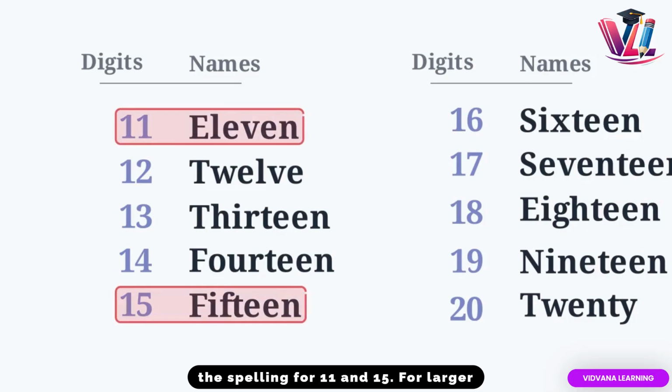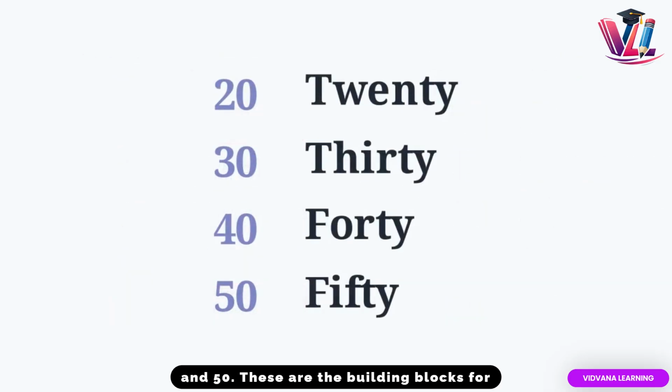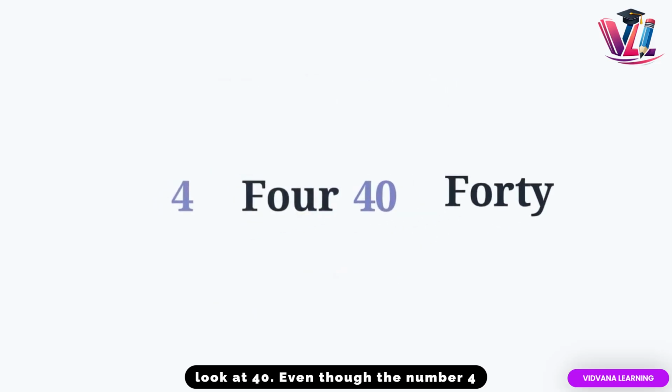For larger numbers, we use these base words: 20, 30, 40, and 50. These are the building blocks for almost everything else. Take a close look at 40. Even though the number 4 has a U in it, the word 40 does not. It's a small detail that is very easy to miss.